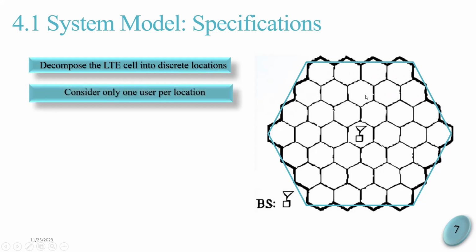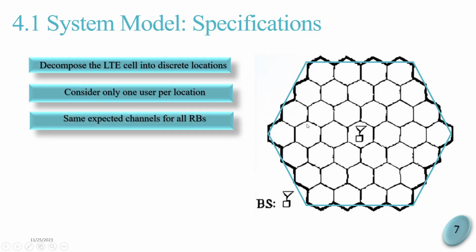We consider that we have only one user per subcell or per location. So each of these subcells contain only a single user. We consider that we have the same expected channel for all RBs within a single subcell or single location. And this is somehow realistic because we are talking on average. So the RBs, or the resource blocks of the LTE, will be spread over all the bandwidth, and on average, they will have the same value.